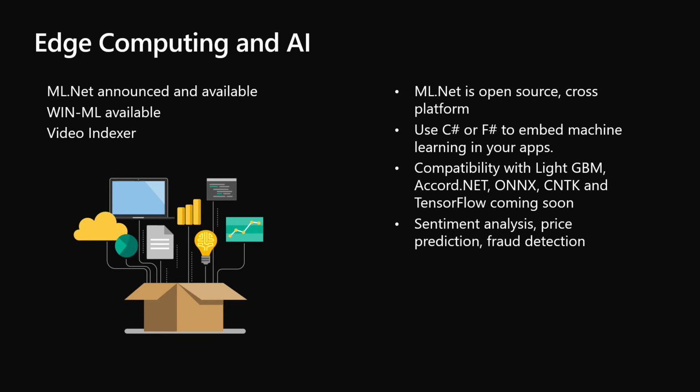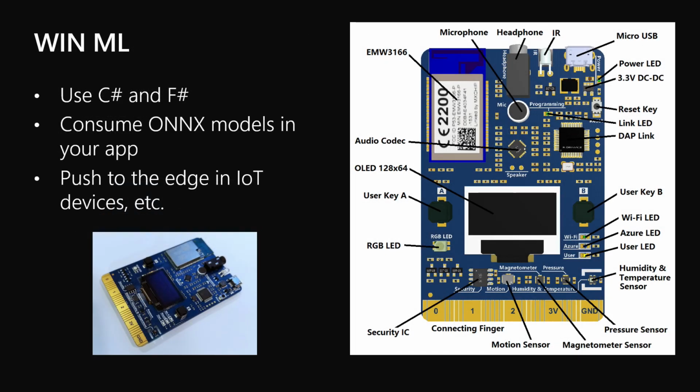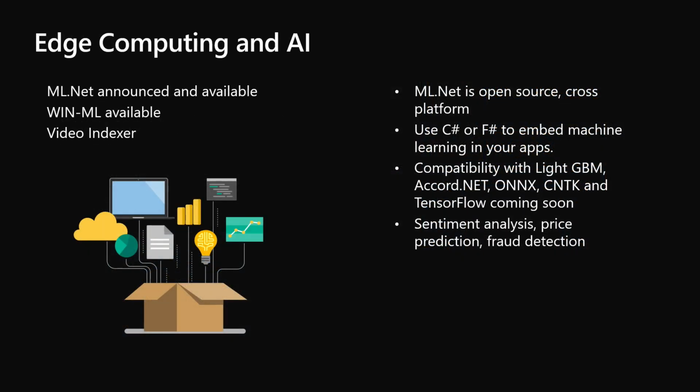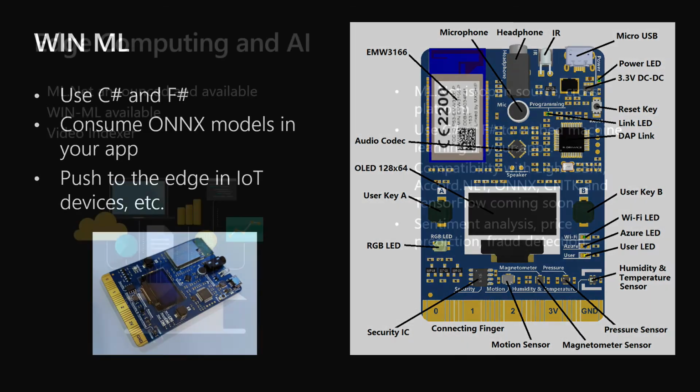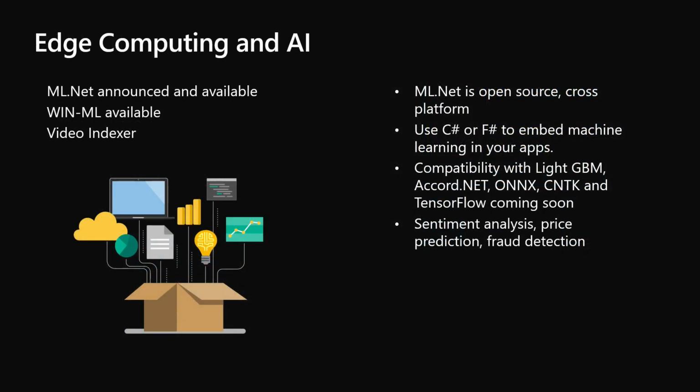I'll skip Video Indexer, but I'll just say that Video Indexer is pretty cool. What it allows you to do is upload a video there, and it will apply a bunch of stuff to it. For instance, I uploaded a session of general conference to it, and it went through and identified all the people that appeared in that video.